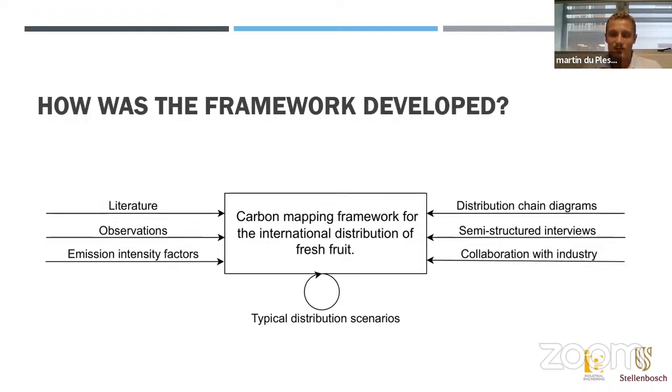And the final input to the framework is to apply the framework iteratively to distribution scenarios, where we say, this is the scenario by which fruit is exported from point A to point B. Let's apply the framework and see if it can do that. In an iterative approach, you develop the framework until there are no more loopholes, until it covers the extent of the distribution process, where there's no confusion left. So these are the inputs to the framework.